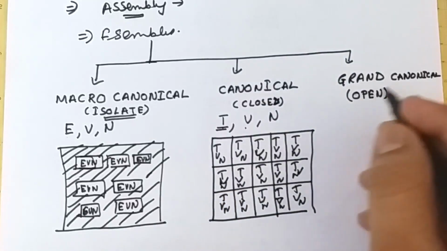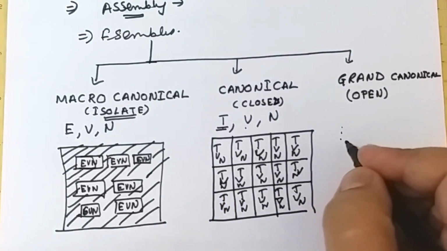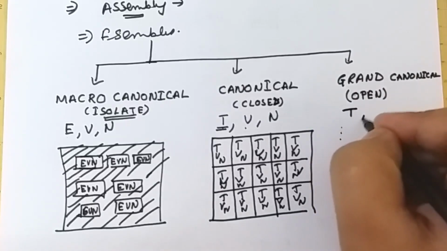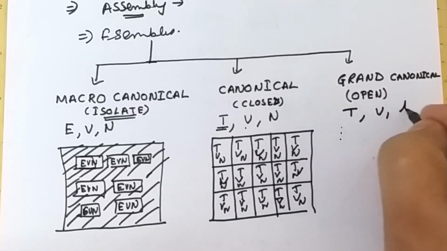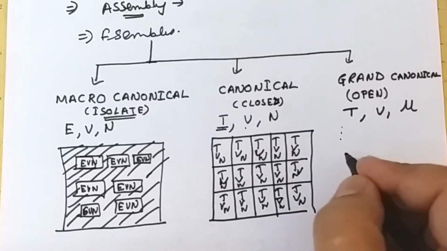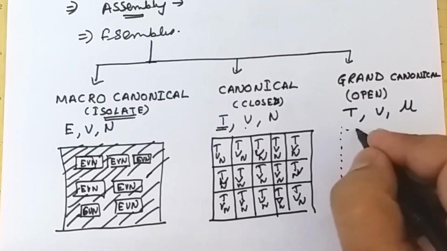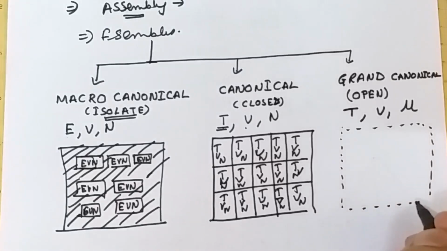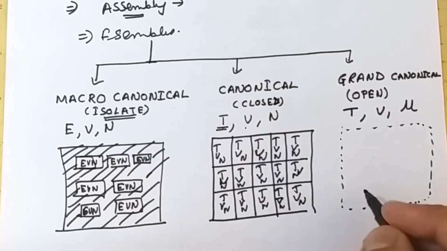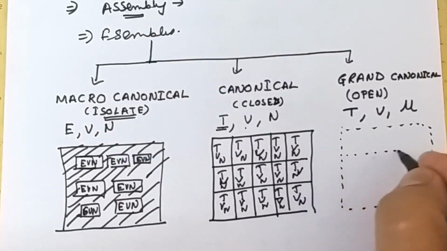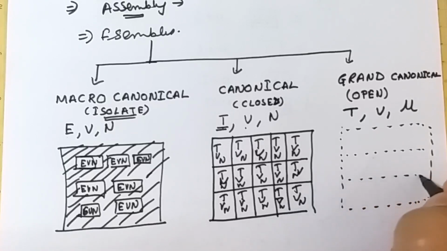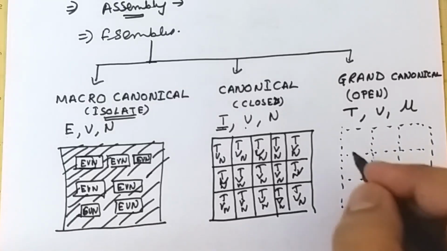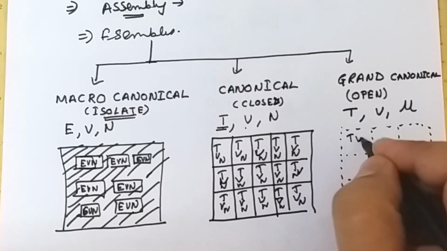And our third type of ensemble is the grand canonical ensemble. The grand canonical ensemble is made up of a large number of individual assemblies having the same temperature, same volume and same chemical potential mu, and these assemblies are separated by permeable walls. So in the case of permeable walls, the particles can be exchanged, with T, V, mu fixed.